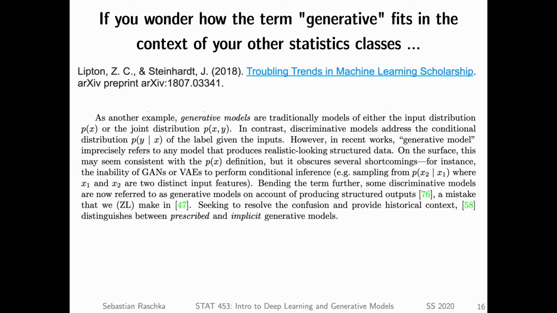And related to that, you may also wonder where the term generative comes from. If we talk about generative adversarial networks, or GANs, we have the word generative in that term. So where does it come from, and how does it fit in the context of other statistics classes that you've maybe taken before this class? Lipton and Steinhardt also have a section on that one to answer that question.